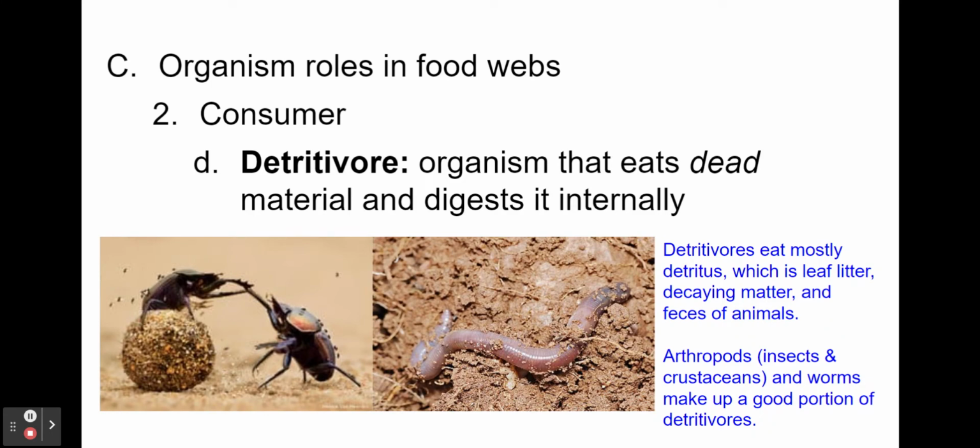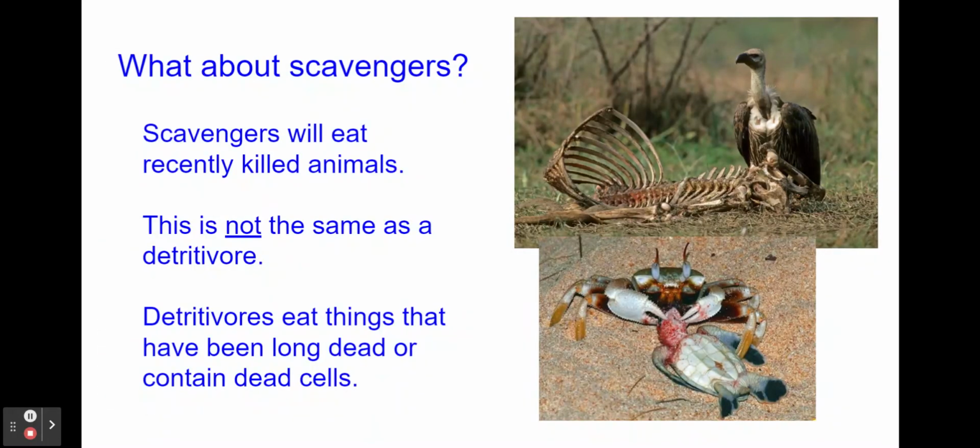Detritivores eat mostly detritus, which is leaf litter, decaying matter, and the feces or poop of animals. Arthropods, which includes insects and crustaceans, and worms make up a good portion of the detritivores here on Earth. There's another option though. There are also scavengers.